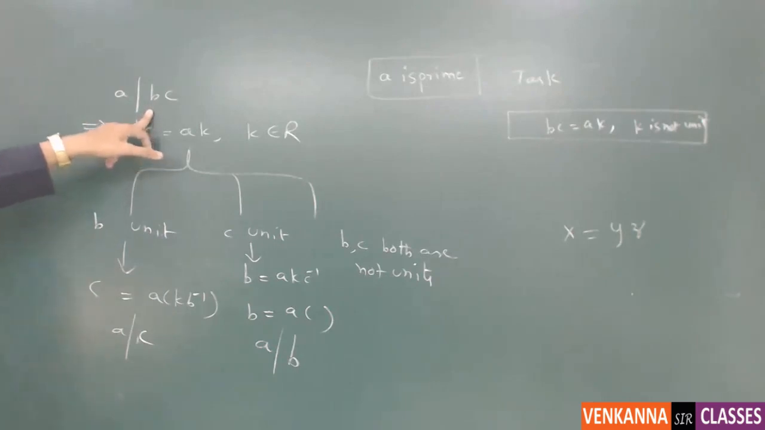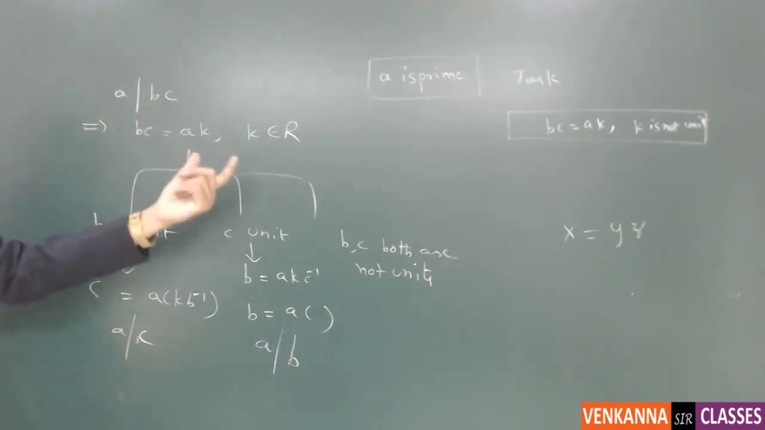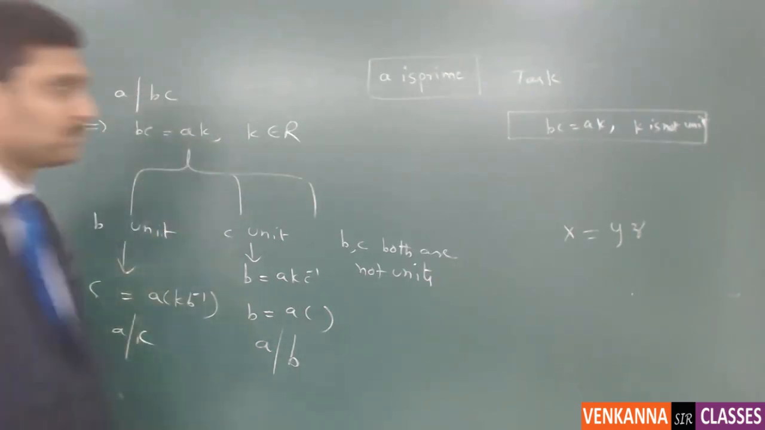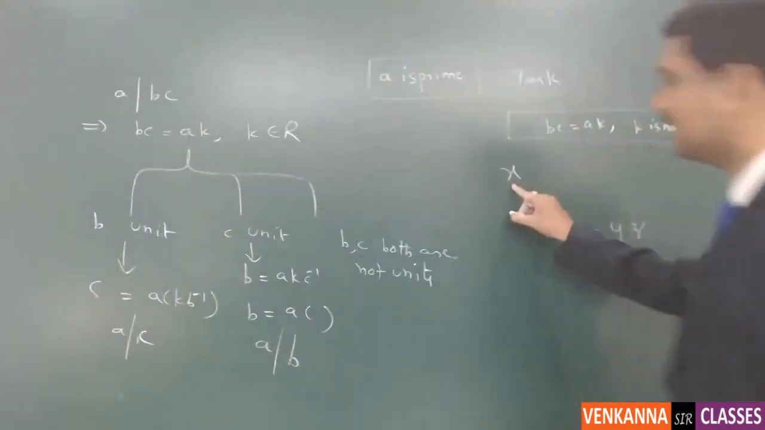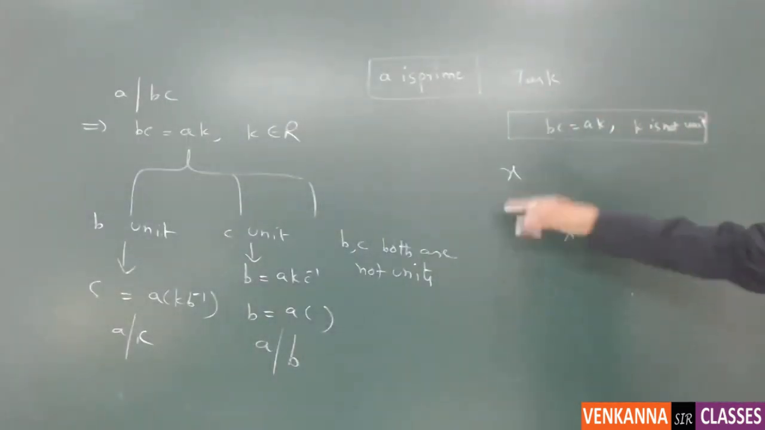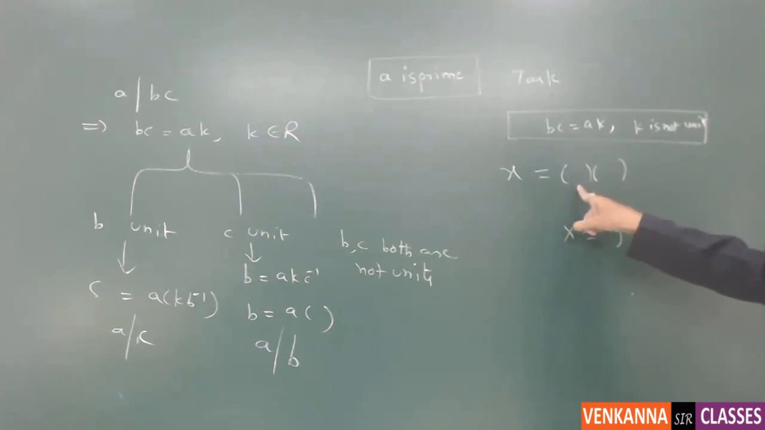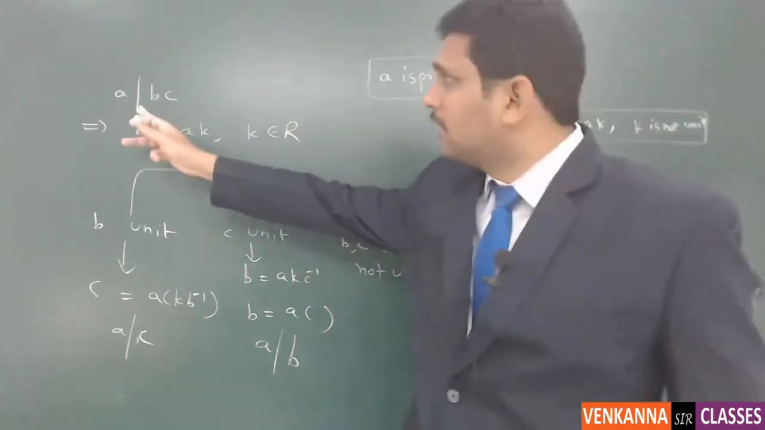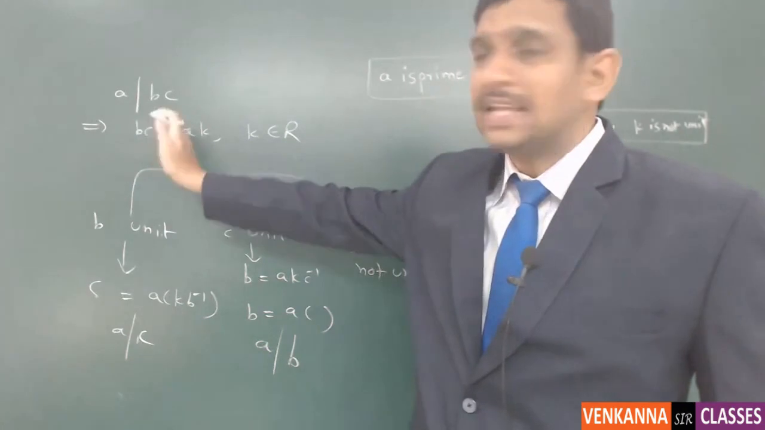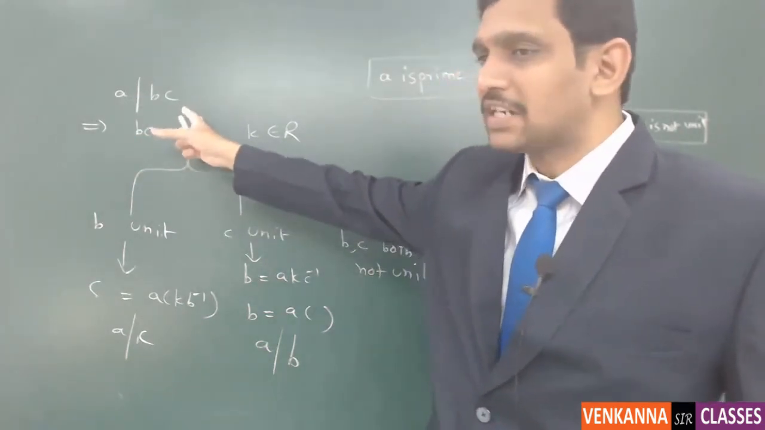And the concept of irreducibility says that if X is irreducible, X is written as a product of two values, in that one must be a unit. That is compulsory. Here, we are talking about the division. We are not saying that A is equal to BC. Please understand.